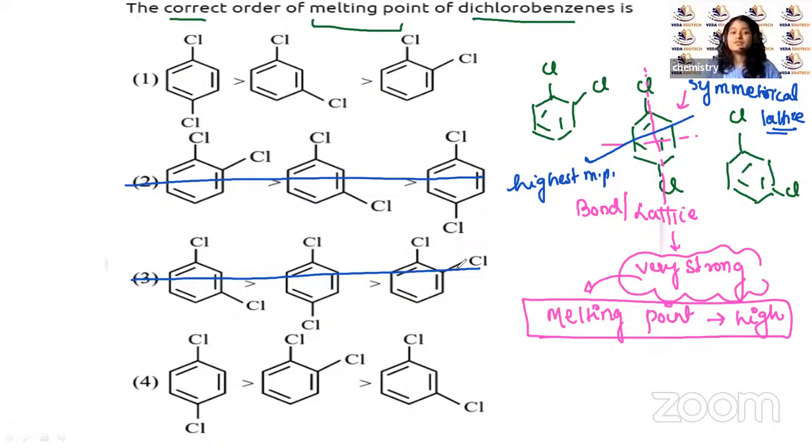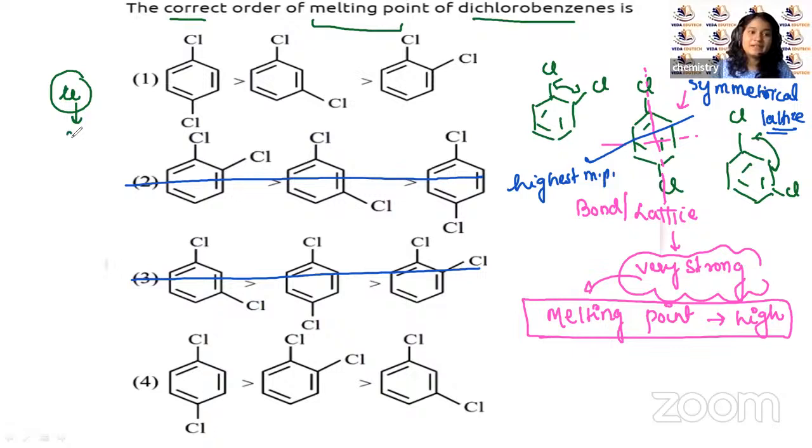Why, children? Because we see that in these options, the ortho is being given the highest one, right? So this much part is clear. Now discussing the second part. Now we'll look at the dipole moment. We'll see mu. As you can see, there are angles here, right? So this is a smaller angle. This is a larger angle.